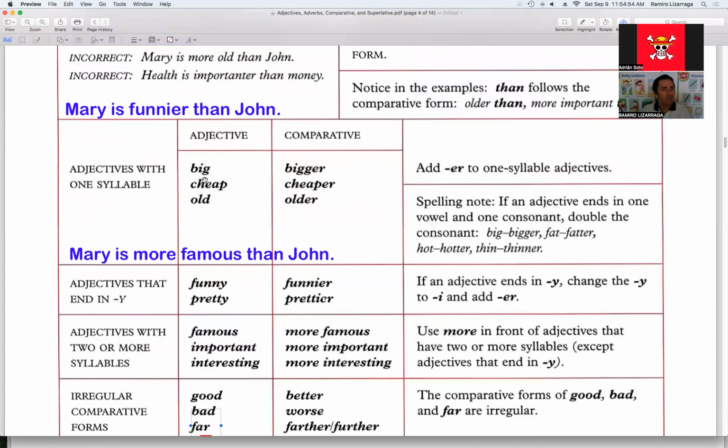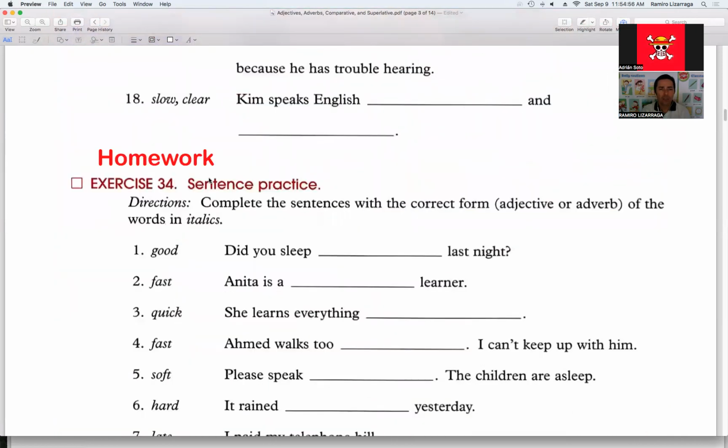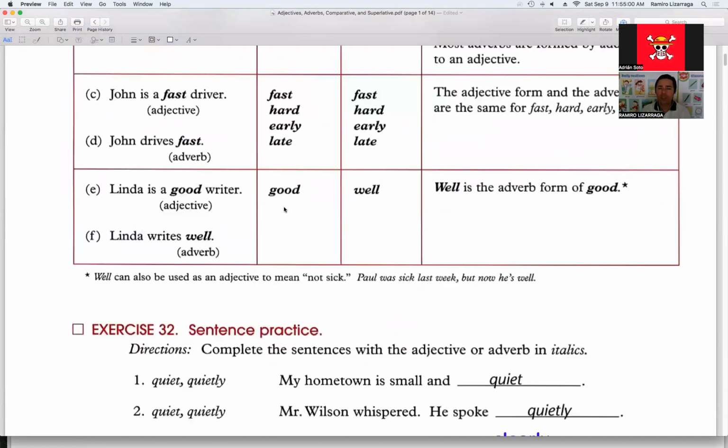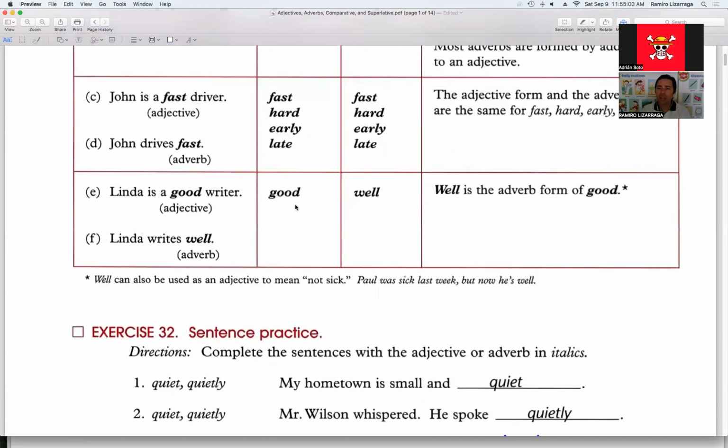Let me see something here. I want to take a look at something here. So good, take a look at this. Good, it's an irregular adjective.